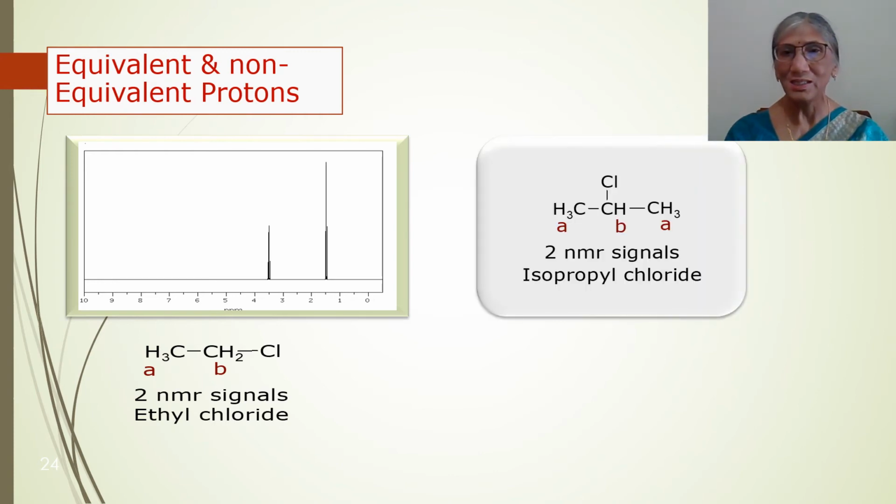Another example we can see is isopropyl chloride. You see, A and A are the methyl protons and B is the methine proton. Methyl protons are chemically non-equivalent to the methine proton. Therefore, the methyl protons will give only one signal. They will show the absorption at the same place, whereas the B proton, the methine proton, will show the absorption at another applied magnetic field. Therefore, the NMR spectrum of isopropyl chloride will show two signals.